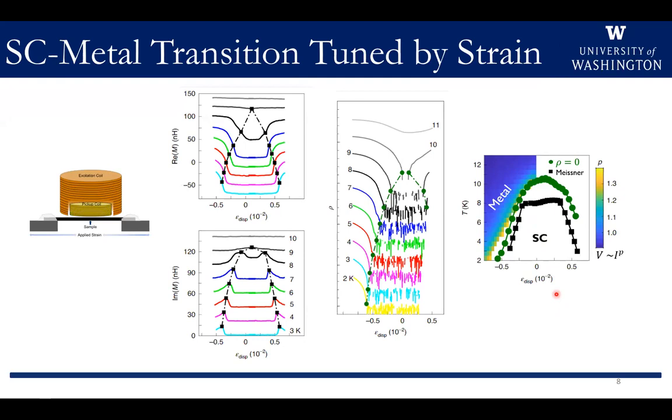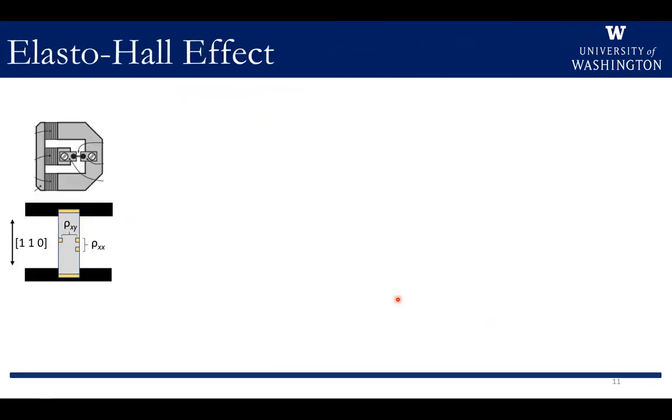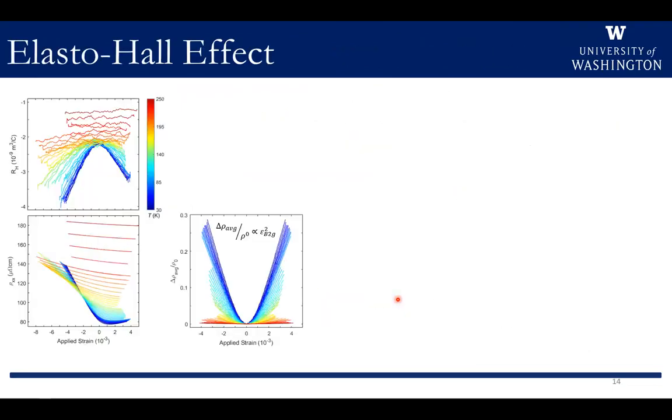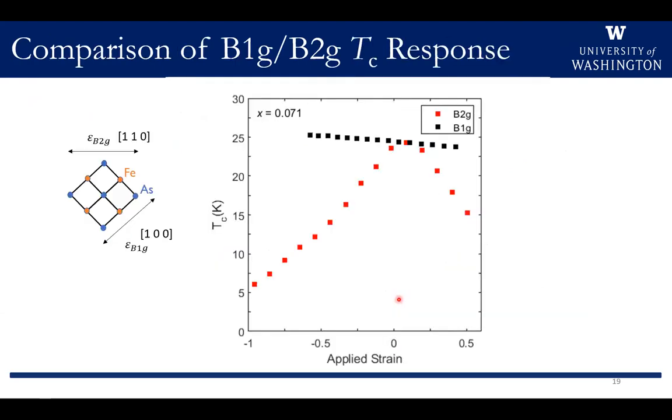I was just wondering if you've done this in the B1G channel, because I think you can also have A1G strains squared that could couple quadratically to all these orders. I don't think that's actually the case in this system, but it's something to consider.